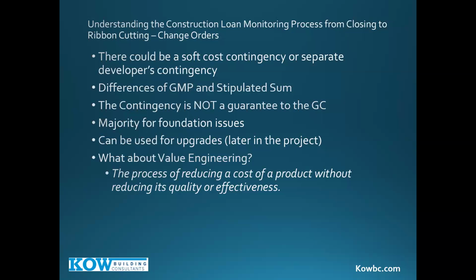Now, this contingency for change orders is not a guarantee. It's for unforeseen conditions, the majority being foundation issues. You've probably got 60% of your projects in New York City with change orders for foundation issues. That's ground up. It can also be used later on in the project for owner upgrades, if it's available. And again, that's a much better conversation to have if they want to upgrade flooring when they're 70% done, 60% done, 50% done, than when they're 5% done.